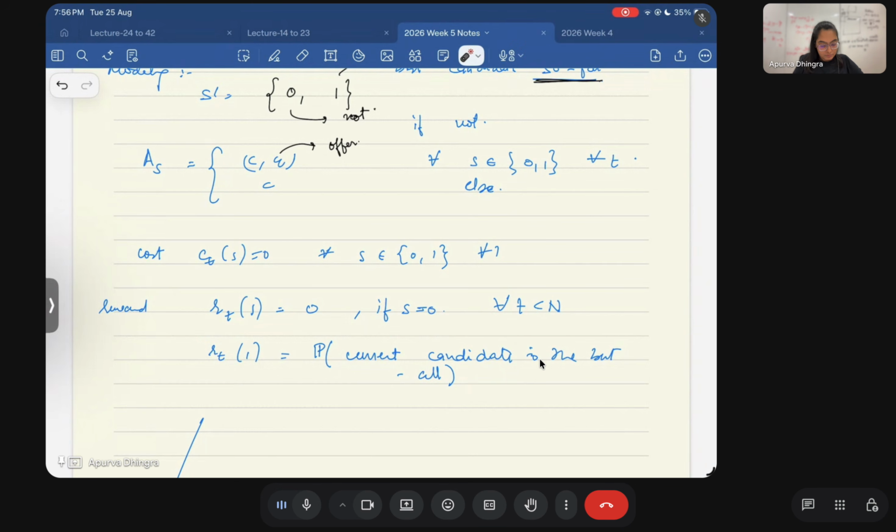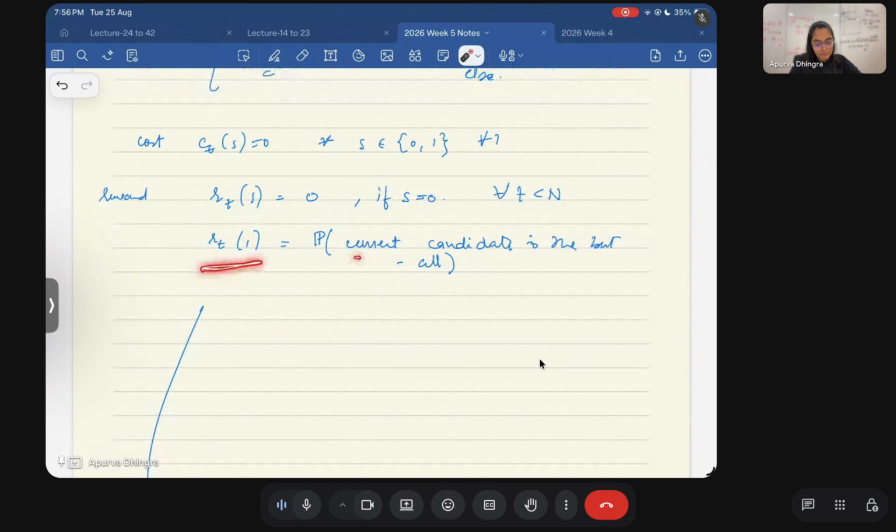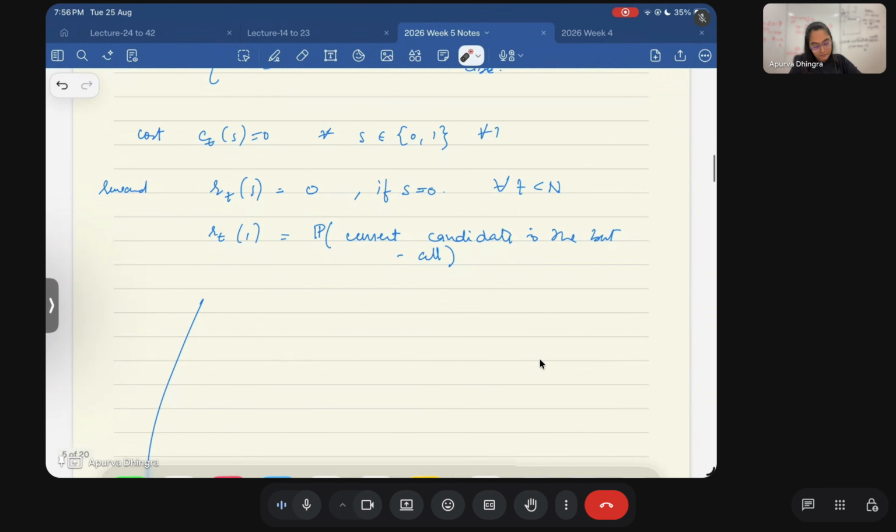Okay, so the reward for choosing a candidate S who is best so far at time t depends on what is the probability that this is the best candidate so far. This is the best candidate overall. Now, what does this mean? We can look at an example for that.